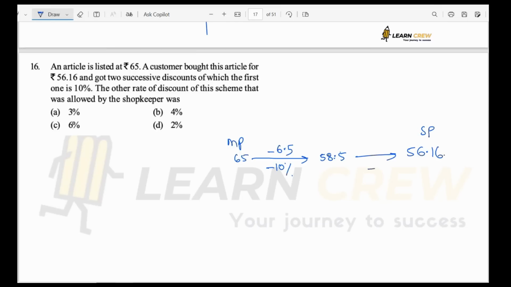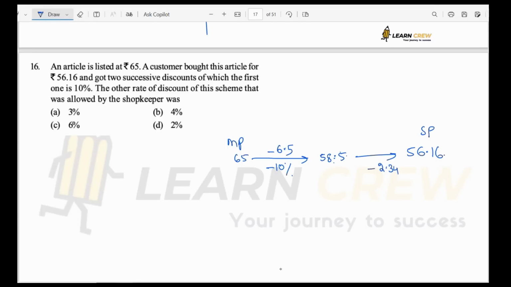Then write 59.5. It is wrong. 58.5. How much you get? It is 58.5. Okay. Now 58.5 becomes how much? 56.16. So how much reduction? 58.5 becomes 56.16. So reduction of 2.34.